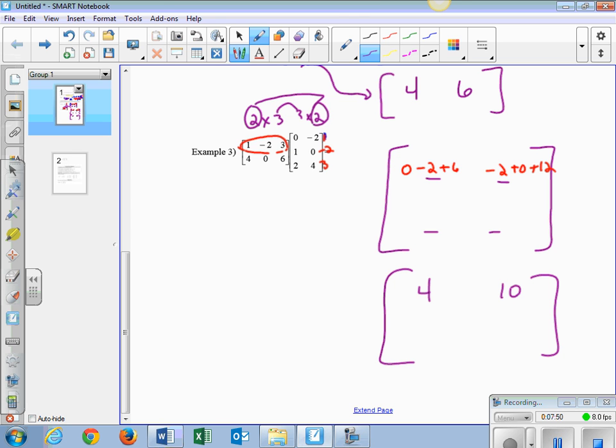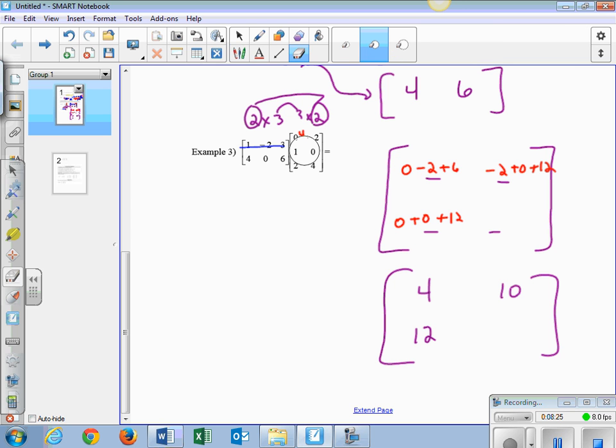Okay, so let me go back. I've used up this first row, so I can mark that out. Now I'm ready to use the second row. I'm going to do the same thing. I'm going to take the 4 and put it with the first column, the 0 and the 6. Line those up, and I'm going to be multiplying 4 times 0 to get a 0. 0 times 1 to get a 0. 6 times 2 to get 12, for a final answer there of 12.